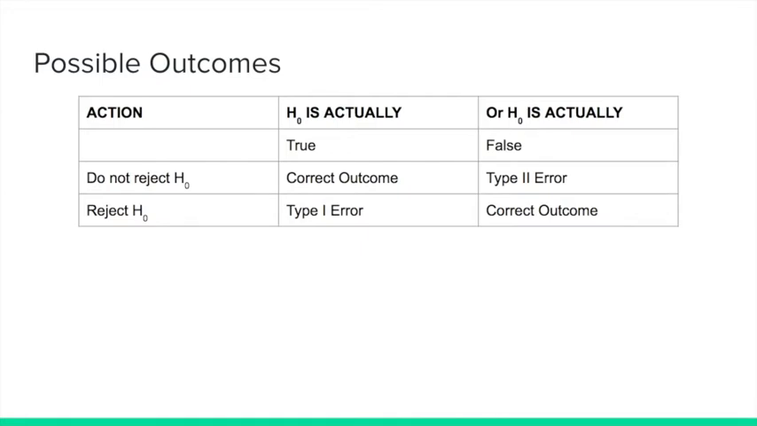In the last column there, what we're saying is the null hypothesis is actually false. So if you do not reject it when you should have rejected it, we call that a type 2 error. All right, and then finally, if the null is actually false and we reject it, that's good. That's a correct outcome. So there's two types of errors and two ways that we can have correct outcomes.